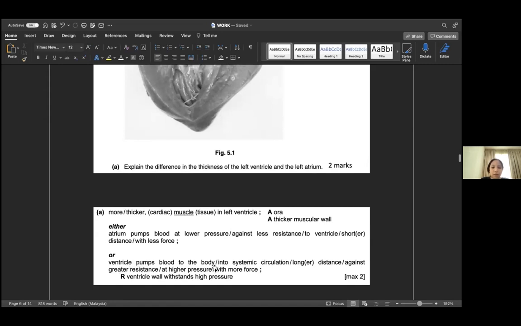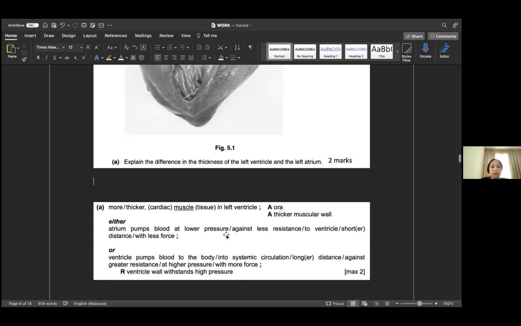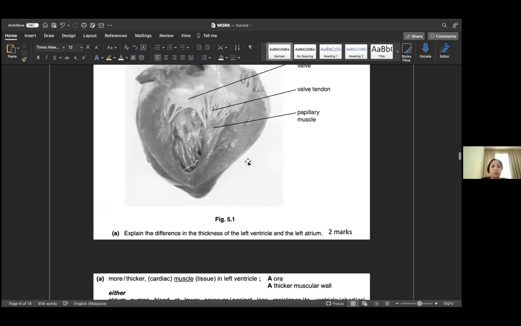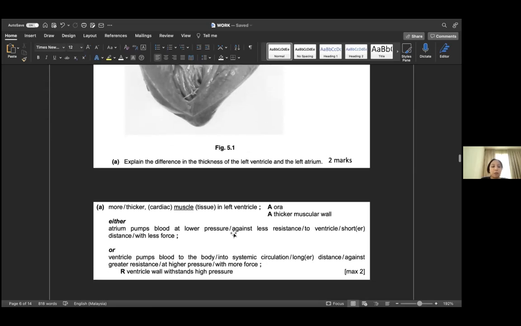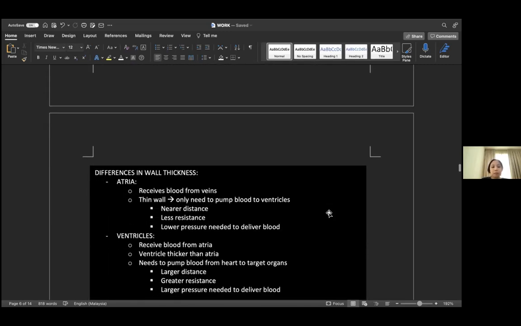The ventricle pumps blood to the body in the systemic circulation, over a longer distance against greater resistance at higher pressure with more force. The ventricle walls withstand high pressure because blood is passed from the atrium to the ventricle at lower pressure, so the ventricles do not need to withstand high pressure. Instead, the ventricle walls are thick to generate high pressure to pump blood over longer distances.